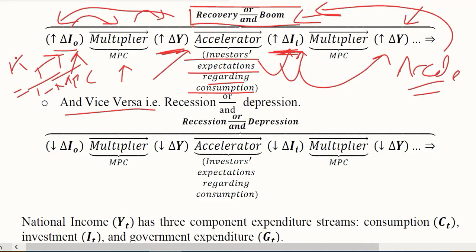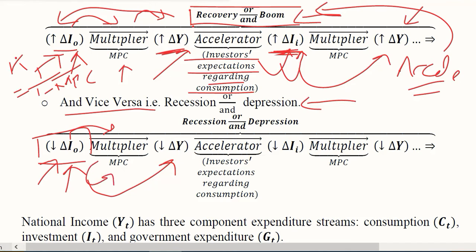Now the reverse can happen if we have a depression or recession. In that case we can expect that investment has decreased due to some exogenous factor, that is the autonomous investment. If it has decreased, the national income will also decrease by the effect of the multiplier, which is based upon MPC. And when the national income decreases, the investors have unfavorable expectations regarding consumption, because the national income has decreased and they expect consumers to spend less. So this response of theirs, the induced investment, because it is induced due to the decrease in national income, is now taking place, and this effect is known as the accelerator, as we explained above in the case of recovery or boom.